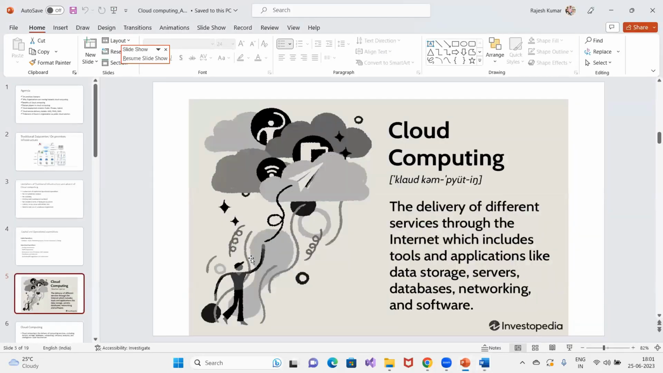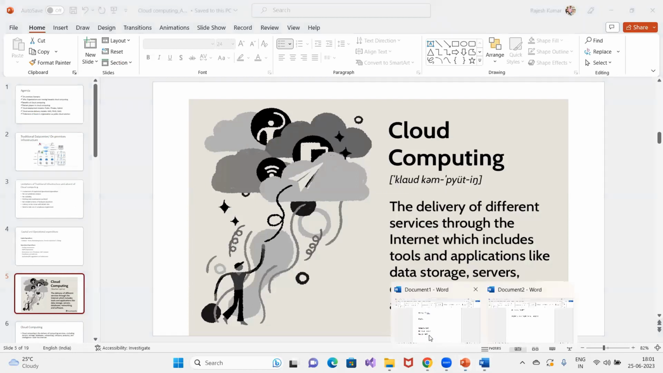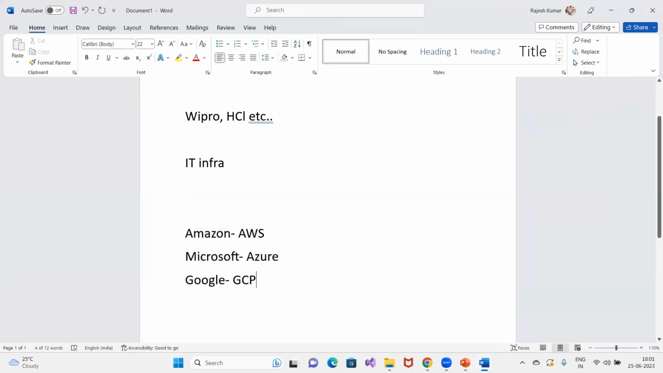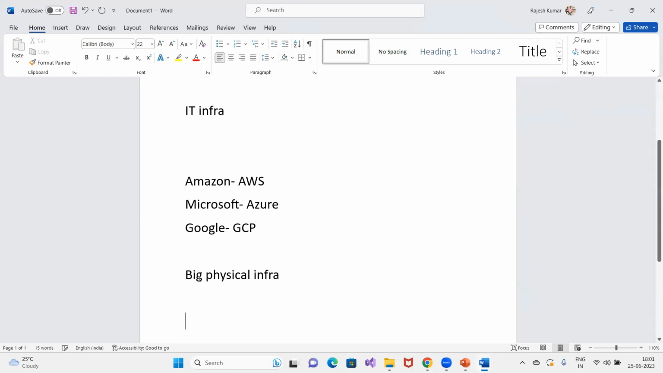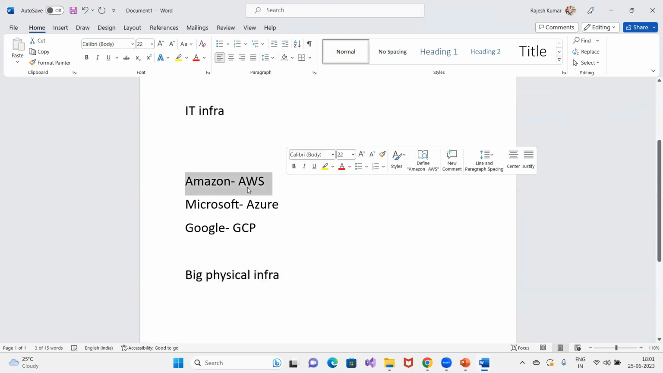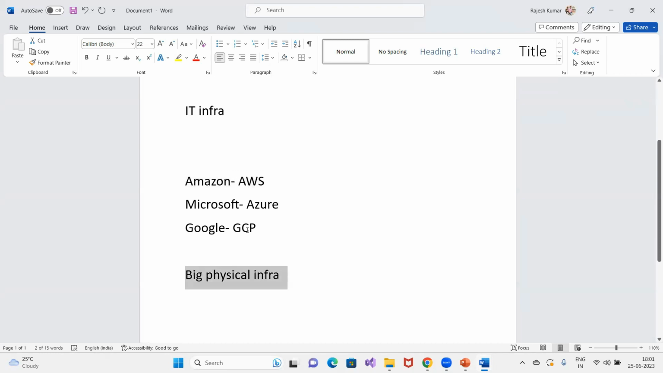So cloud computing is actually a very simple thing. When we talk about these organizations, AWS, Azure, and GCP, what they have done is created a big physical infrastructure in their own premises. Amazon has a lot of money, so it has invested in a big physical infrastructure in their premises. Microsoft has a lot of money, so it has invested in a big physical infrastructure. Again, same thing with Google.